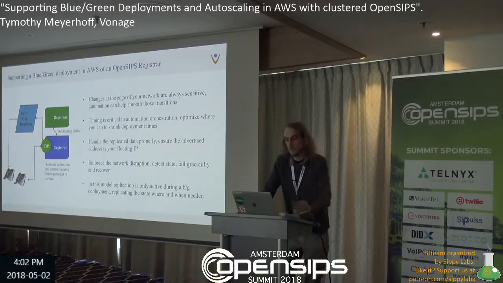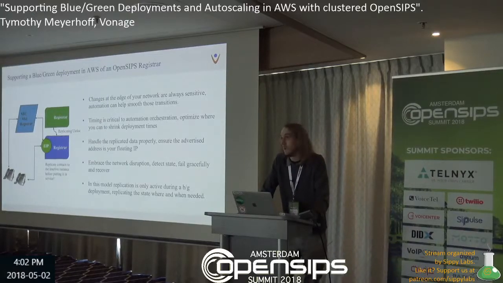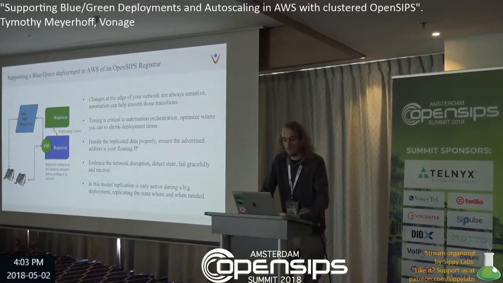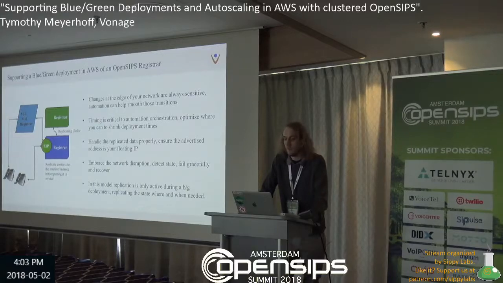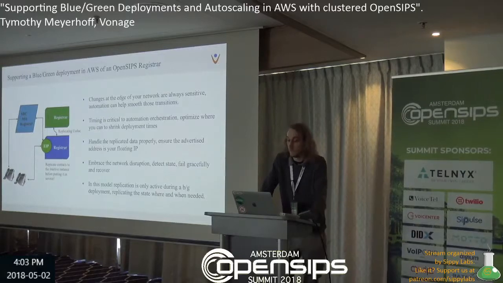Changes at the edge of your network are always sensitive. I think we all know that. And heavily automating this process can take a lot of the strain out of it. Timing is critical. What I found is the more that we shrink the deployment times and times for individual tasks, that just gives us more room to work with, so that if there is something, we can respond to that automatically.